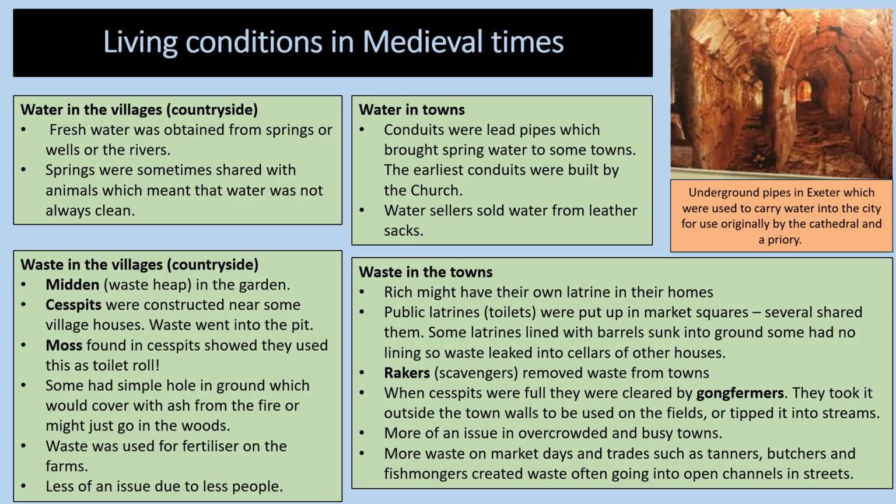In terms of the waste in the villages, peasants would have a midden, a waste heap in their garden. Cesspits were constructed near some village homes. Waste went into the pit. Moss has been found in cesspits, which showed that they used this as toilet roll. Some peasants might have just had a simple hole in the ground, which they would cover with ash from the fire, or they might just go to the toilet in the woods. Waste was used for fertiliser on the farms, but generally waste in the countryside was less of an issue, simply to do with the fact that there were just fewer people there.